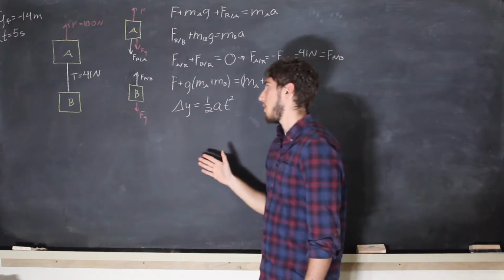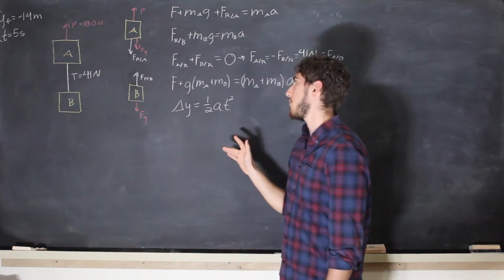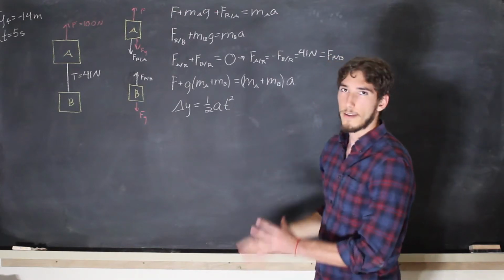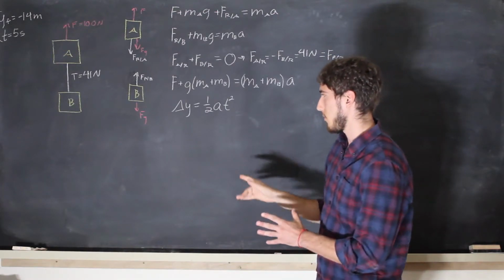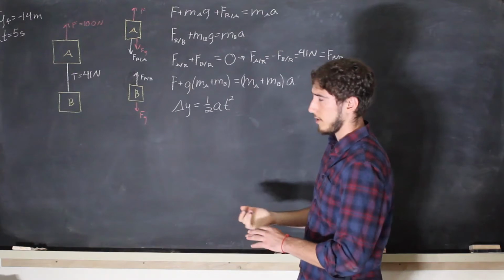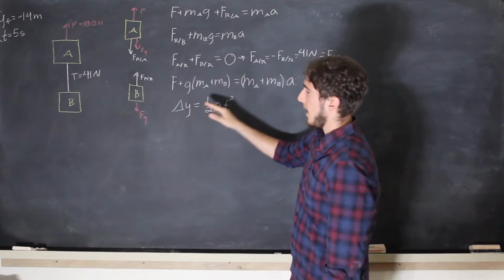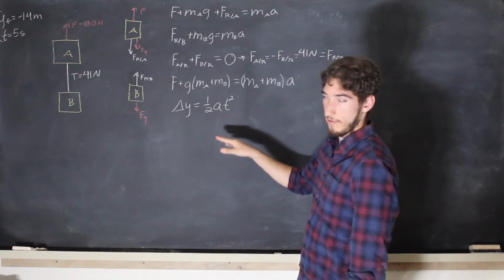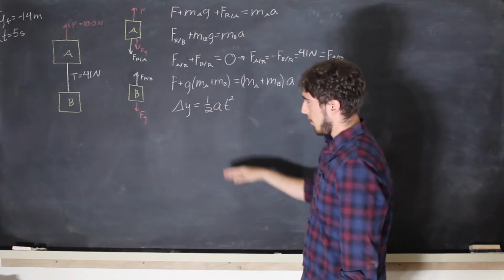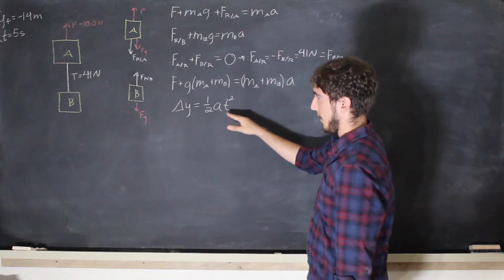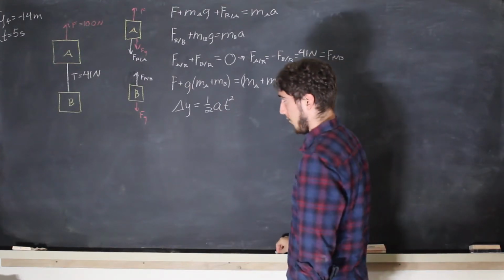And we have change in Y is equal to 1/2 A times T squared. This is from single dimensional motion. And considering I've already subtracted Y initial over, and we don't have an initial velocity, the initial velocity is just 0. So all we're left with is 1/2 A T squared. So let's solve for that really quickly.